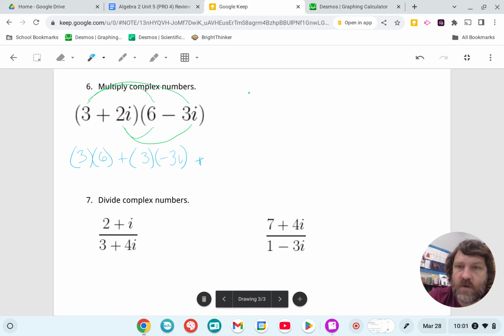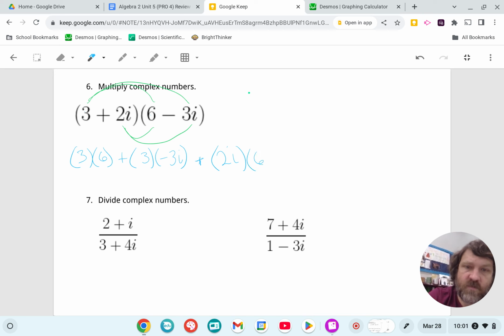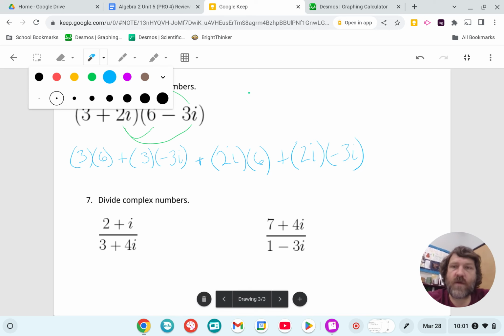That's the second one. And then going to the 2i, we're going to do 2i times 6. And then we're going to do 2i times -3i. And then what we have to do is run through that whole thing, and multiply and reduce anything that we can.